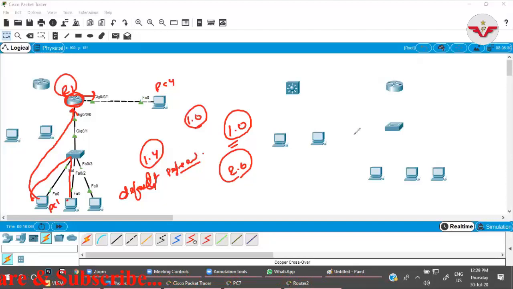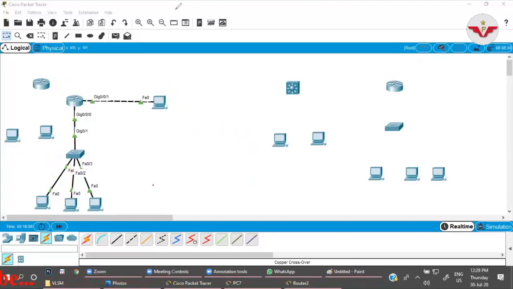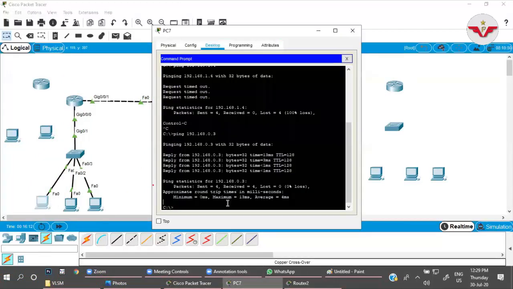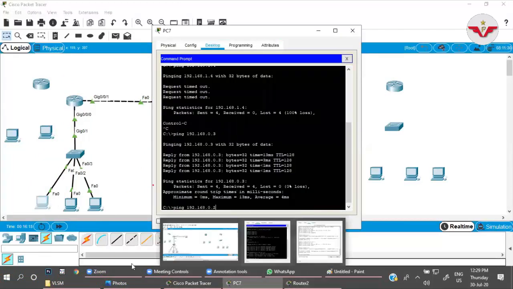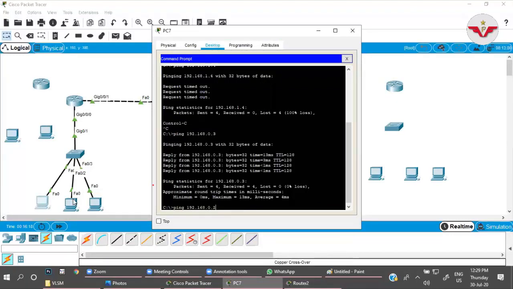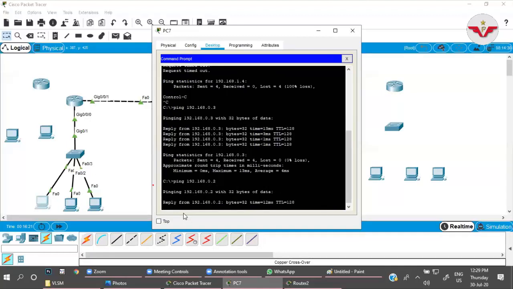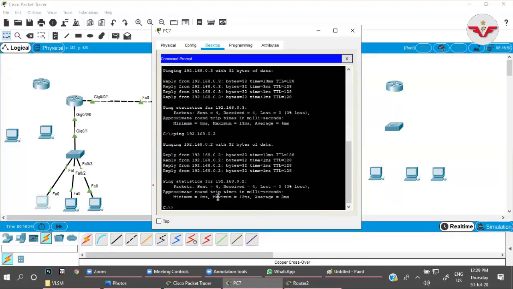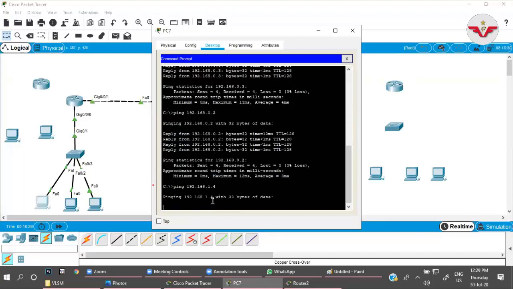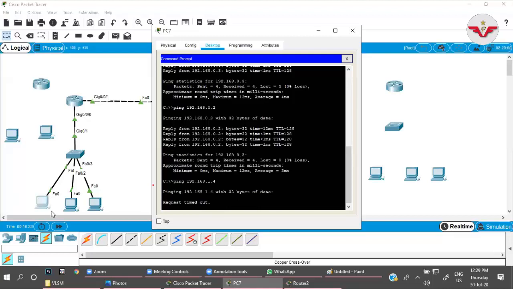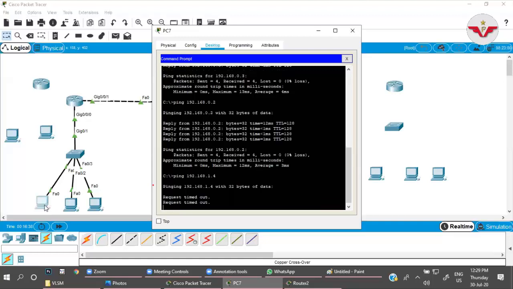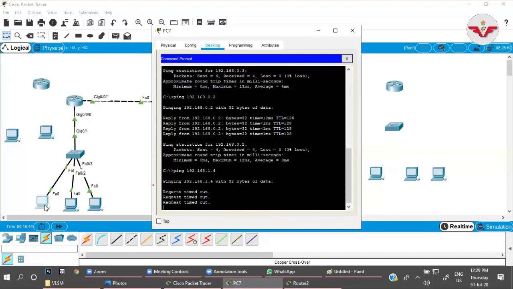So let me try to do that now. Within our local area network, if this PC wants to communicate with this PC at 0.2, it is working. But if I want to communicate with 1.4, it's still not working, right? Why? Because the PC doesn't know about the default gateway. So we should give the PC the information about what the default gateway is, where exactly you need to send the packet if you want to communicate with a different network.